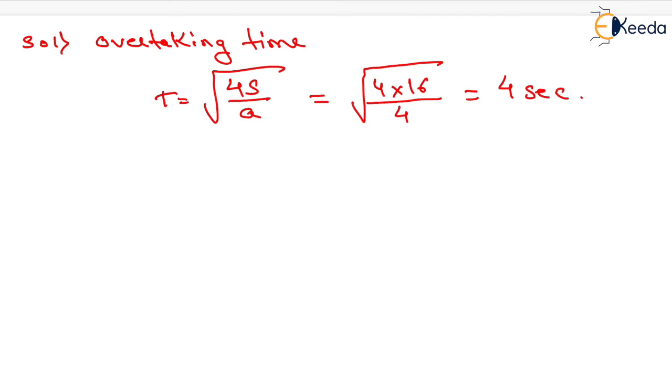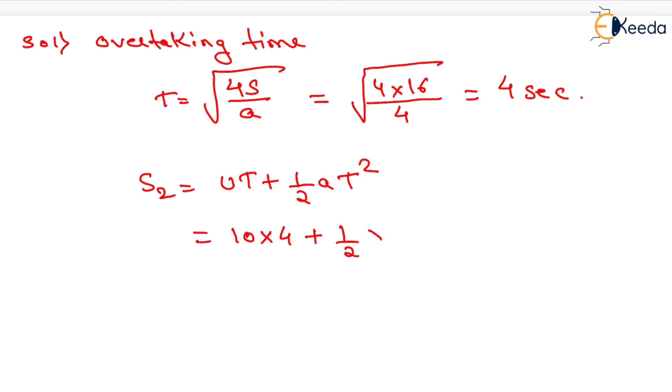Now the distance travelled by the vehicle is S2, which will be equal to ut plus half of at square. Now the initial speed is given as 10 meter per second, so we will put here 10 into the value of t, which is 4 second, plus half of the value of a, which is 4, and the value of t is calculated as 4. So after solving this, we will have the value of S2 equal to 72 meter.